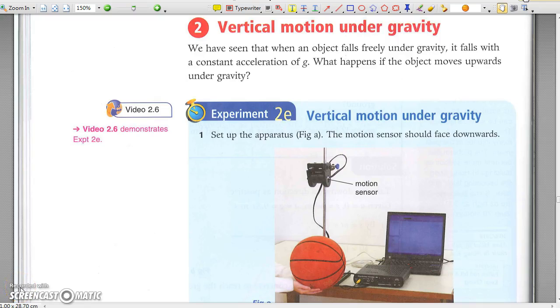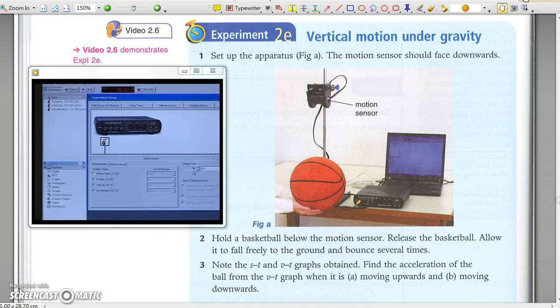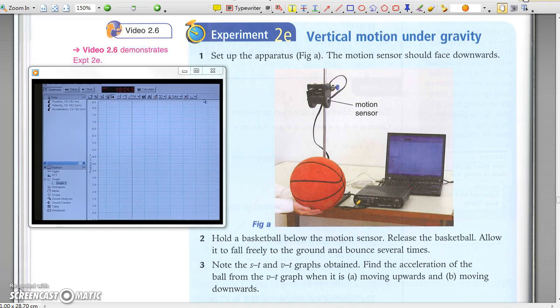2. Vertical motion under gravity. In experiment 2E, the acceleration due to gravity is studied using a motion sensor connected to the data logger interface. The velocity time graph of the motion of the basketball is shown on the computer screen.